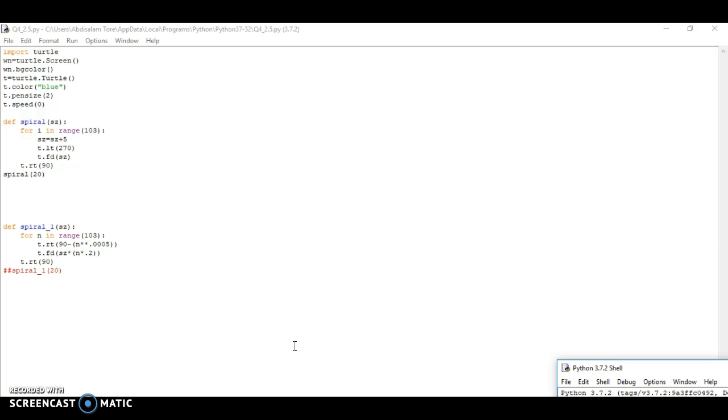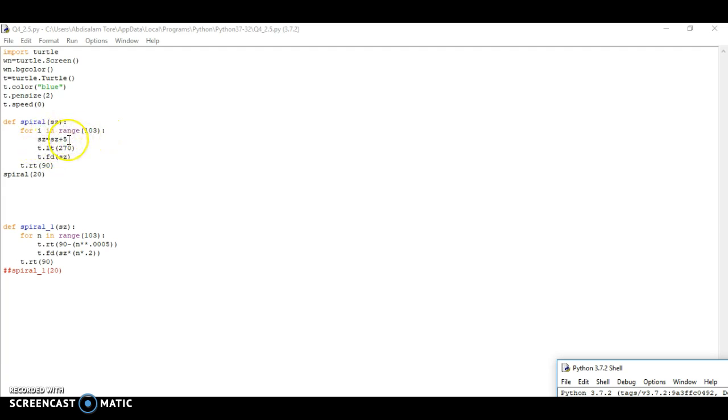This is Q5 of the homework, looking at the two different spirals. Define spiral SZ, SZ stands for size. For loop for i in range 103, it's a big number. I chose 100 initially, but the line wasn't in the correct place, so I moved it to 103.